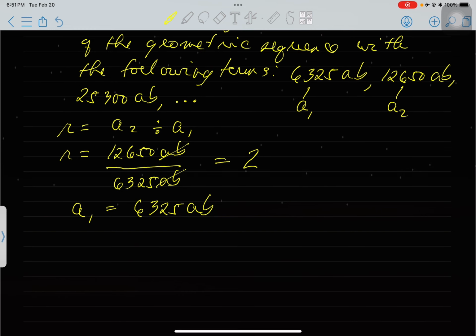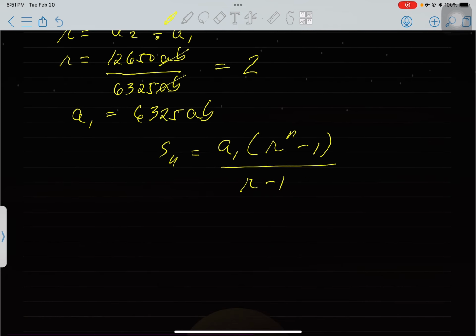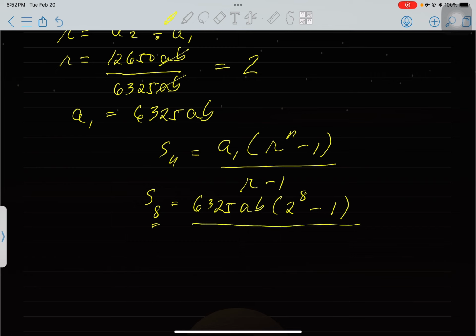We have now S sub n is equal to A sub 1 multiplied by R raised to n minus 1 all over R minus 1. Since we are going to find the sum of the first 8 terms of the given geometric sequence, we are going to use now S sub 8 is equal to our A sub 1, 6,325 AB, then multiplied by our constant ratio, which is equal to 2 raised to n. Our n here is 8. So 2 raised to 8 minus 1 all over 2 minus 1.